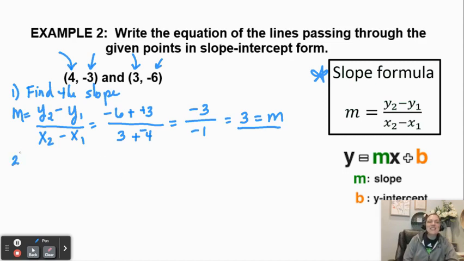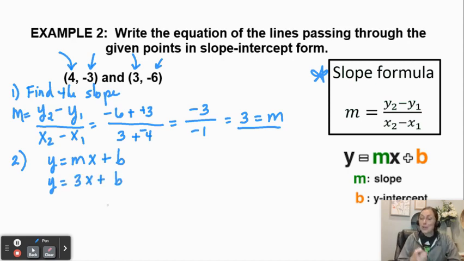So now we need to go to step 2, which is exactly what we did in our last example. So we're going to take our y equals mx plus b. We're going to make our substitution for m. Remember, we found it to be 3. So I'm going to replace the m with a 3. Now here's the fun part. You get to choose which x and y you want to use in this part of the problem. I think I'm probably going to go with the (4, -3). Okay, so I'm going to use (4, -3) as my x and y.